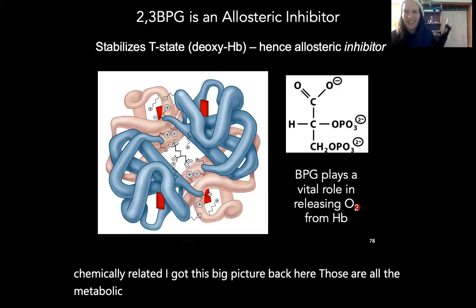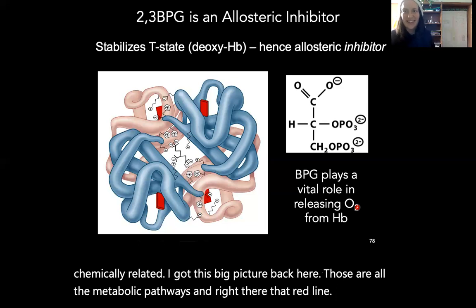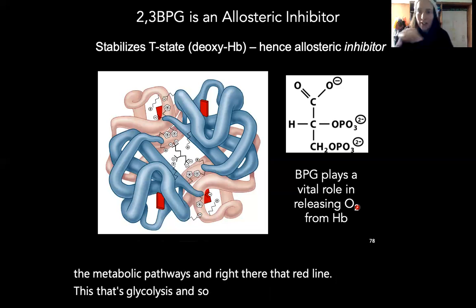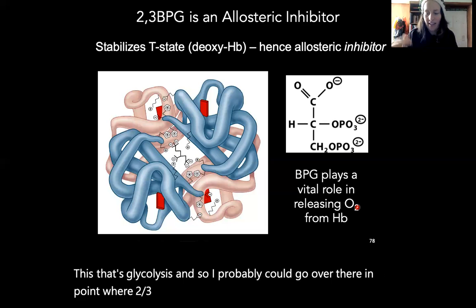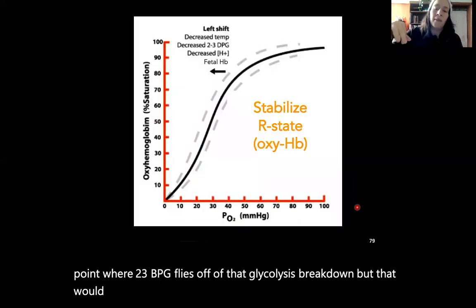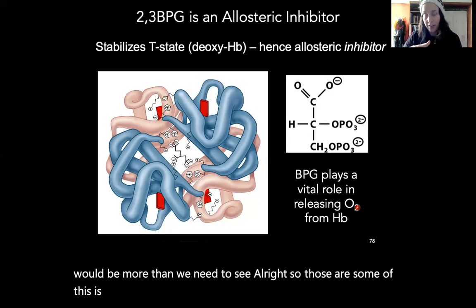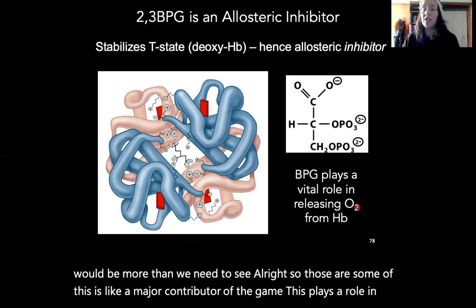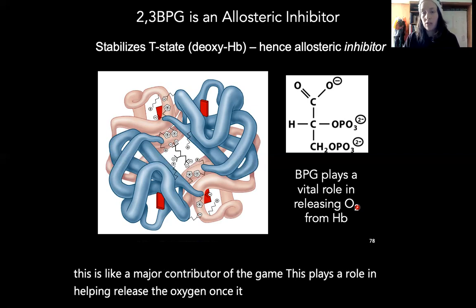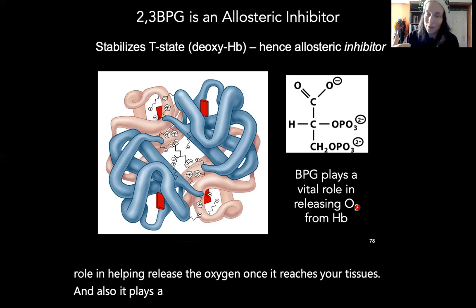And right there, that red line, that's glycolysis. And so I probably could go over there and point where 2,3-BPG flies off of that glycolysis breakdown, but that would be more than we need to see. All right, so this is a major contributor. This plays a role in helping release the oxygen once it reaches your tissues. And also it plays a role in high altitude training.